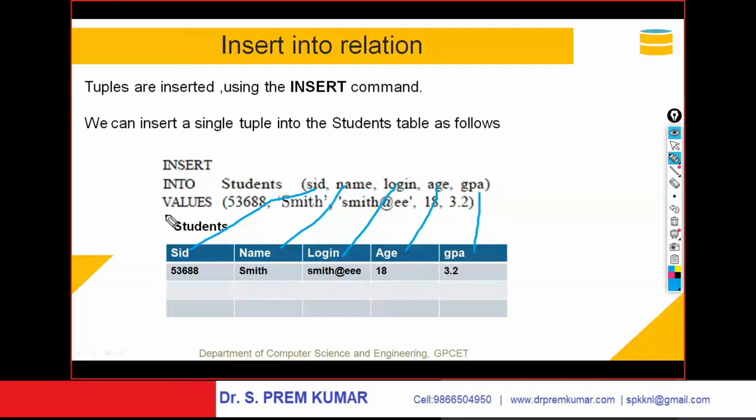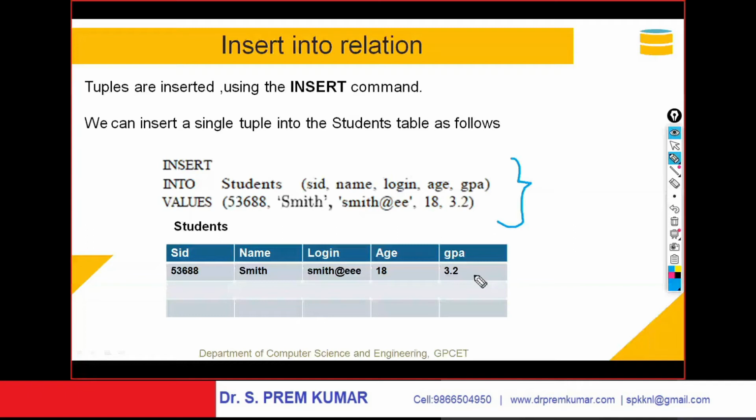What values do you want to store? You need to specify values. Give the value for student ID, this goes to student ID. The name of the student, Smith, goes to name. Smith at the rate of E goes to login. 18 goes to age, and 3.2 goes to GPA. That will be inserted like this inside the disk. If you give this command, the data will be recorded like this.